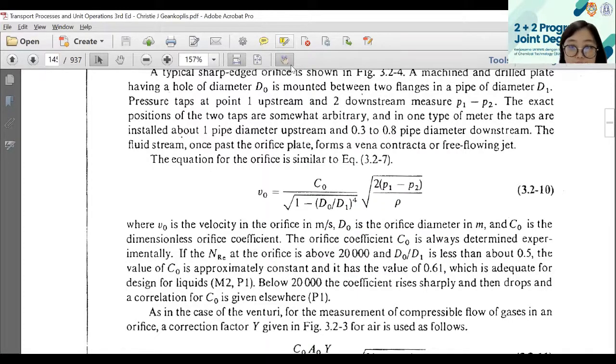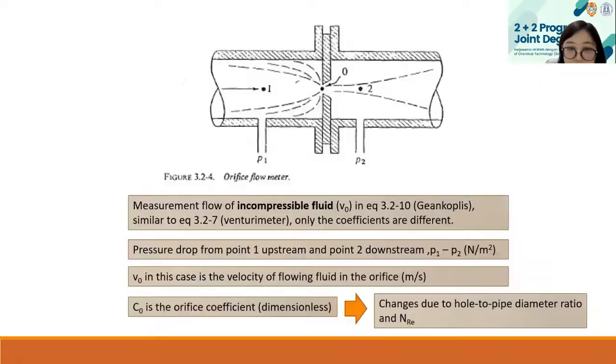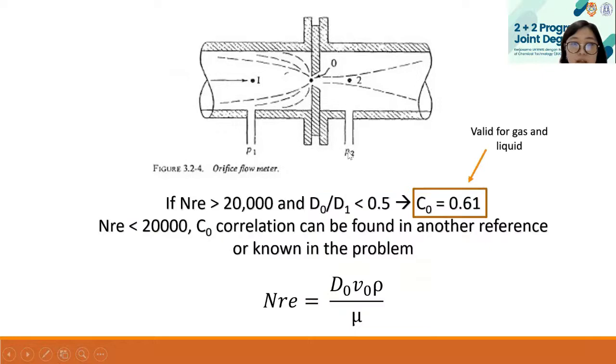Pressure drop, this one. VO is the velocity at this point. CO is the coefficient of the orifice. And then P1 minus P2, so it's the pressure here and the pressure here. The value of CO is also usually known from the problem.